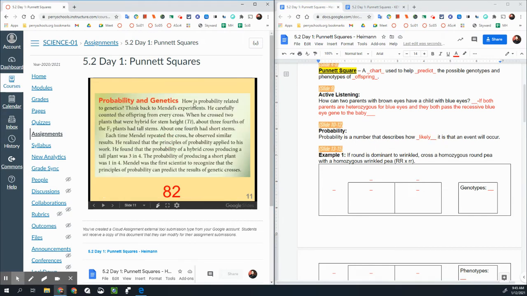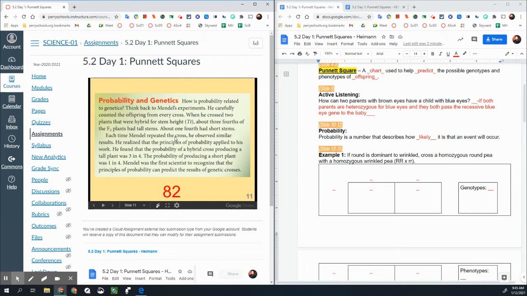Probability and genetics. How is probability related to genetics? Think back to Mendel's experiments. He carefully counted the offspring from every cross. When he crossed 2 plants that were hybrid for stem height, capital T, lowercase t, about 3/4 of the F2, that's the second generation plants, had tall stems. About 1/4 had short stems.